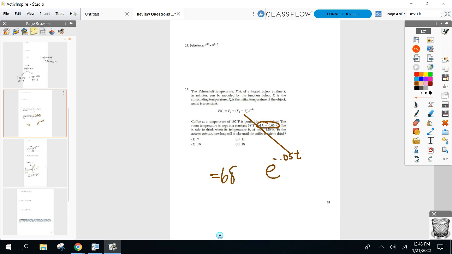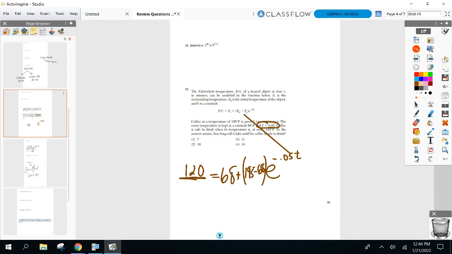This is where I get rattled. Plus F of 0, the initial temperature of the object. What's the initial temperature of the coffee? 195. We already found out F of S is 68. I don't plug in for E because that's a number. Now this side is usually where we want it to be. It says coffee is safe to drink when it's at 120 degrees. So we're finding the time when it's at 120.